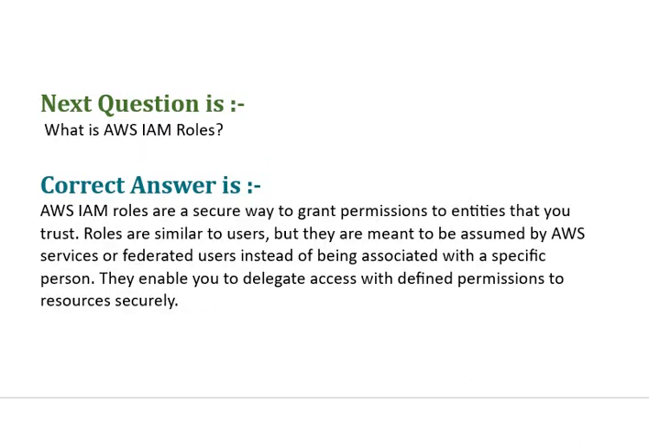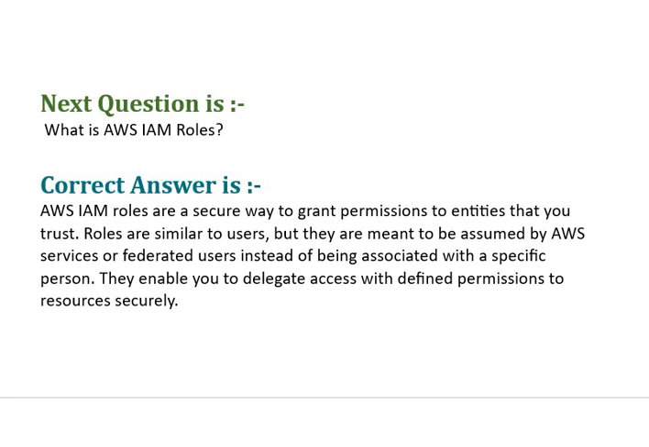Next question is, what is AWS IAM roles? Correct answer is AWS IAM roles are a secure way to grant permissions to entities that you trust. Roles are similar to users, but they are meant to be assumed by AWS services or federated users instead of being associated with a specific person. They enable you to delegate access with defined permissions to resources securely.